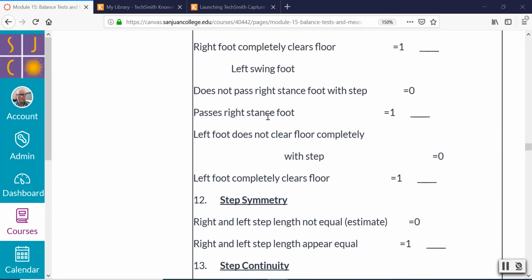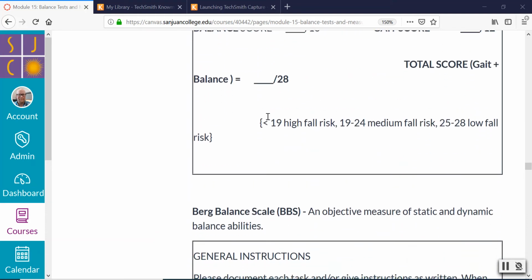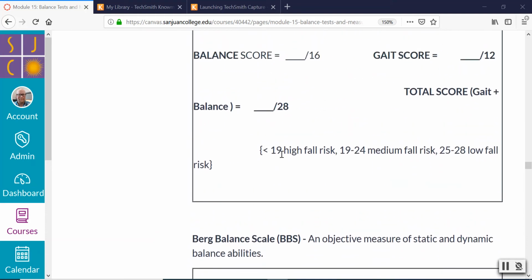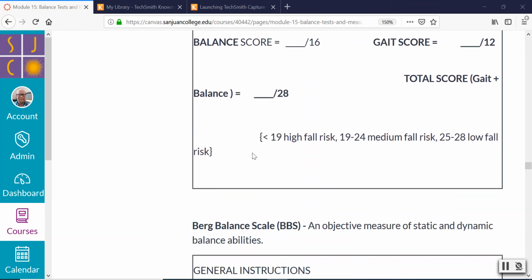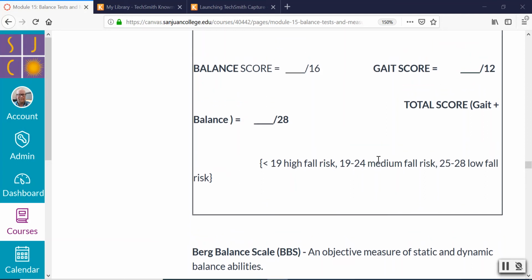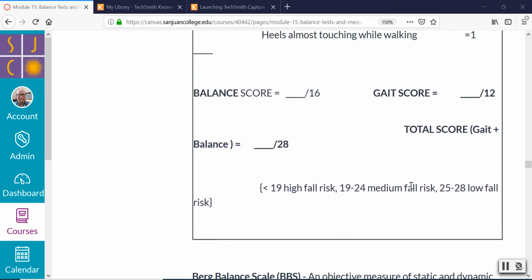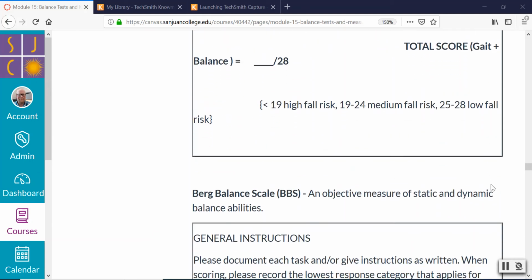Anyways, their overall score, right, will let you know if you combine the balance and the gait portion, and they're less than a 19, they're at a high risk of fall. If they're a 19 to 24 with these both combined together, they are medium risk, and if they're 25 to 28, they're a low fall risk.